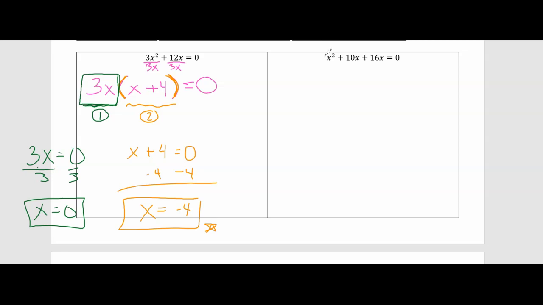Now, you do have to be careful. The equation does have to be equal to 0 to start off with. So right, we had a 0 on the right-hand side. If it's not equal to 0, well, the zero product property would not apply.